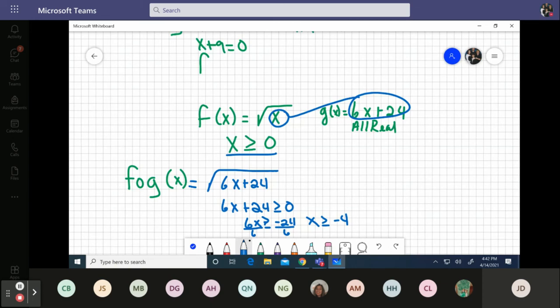How do you know if a function is one-to-one, talking about problem 6 and 7?